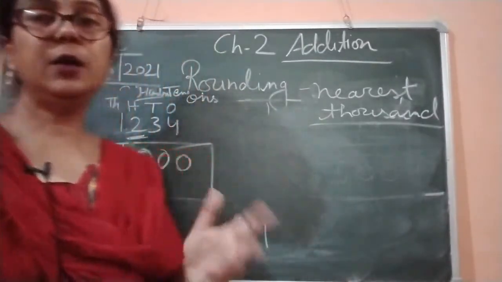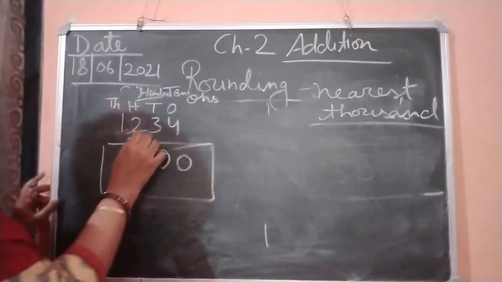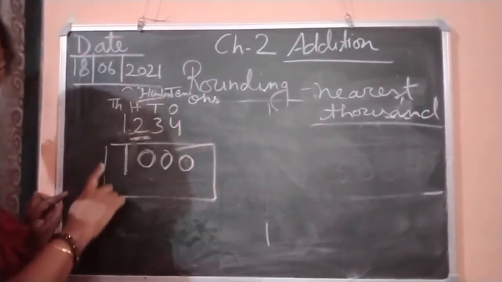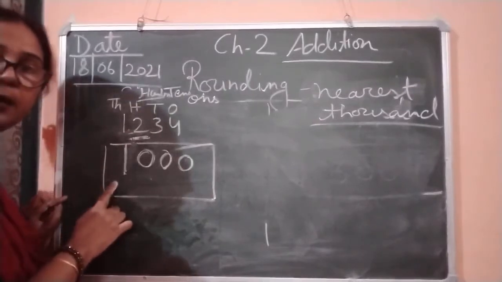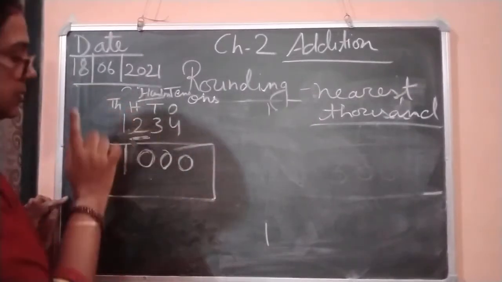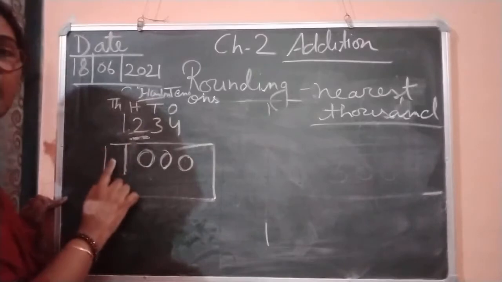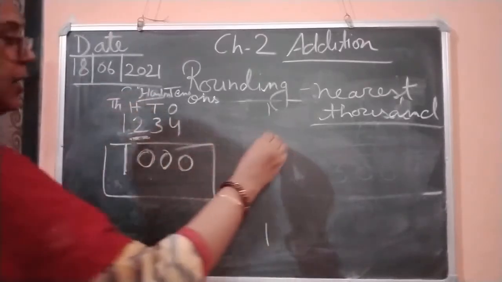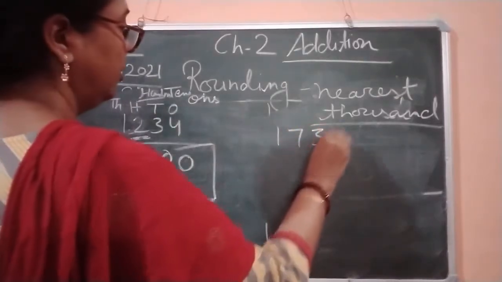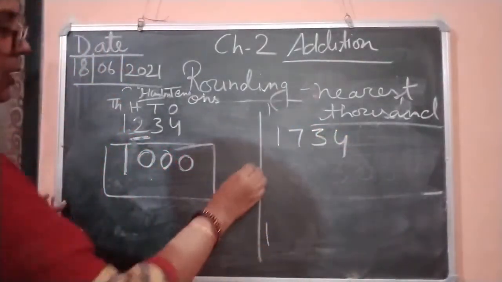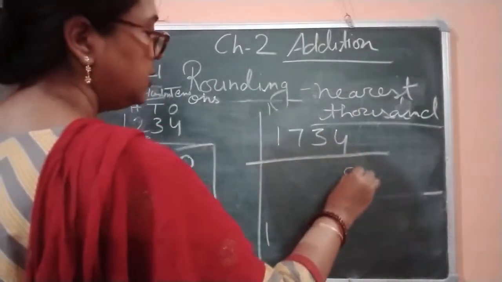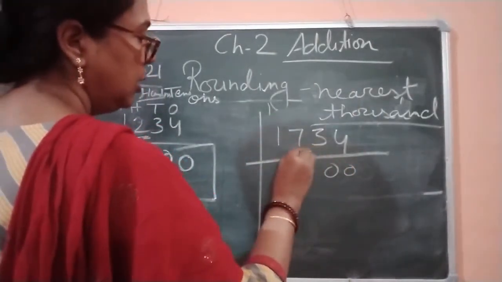We just see first at the hundreds place. If the number is weak, we are not going to change anything here. If the number is strong, then we will add one more to the place before it. So suppose it is written 1734. How can we round it to the nearest 1000? First of all, 0, 0.